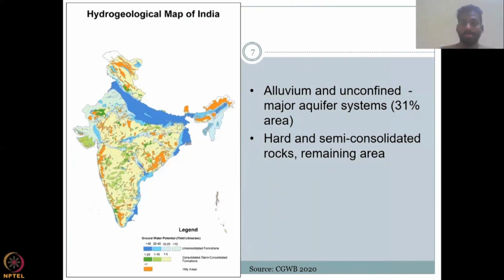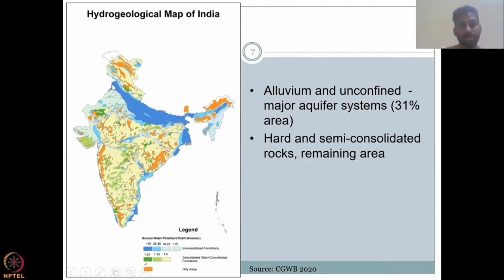Moving on, let's take a look at the groundwater potential and yield that happens in these different aquifers. The aquifers are mapped again as per how much groundwater you can extract per second, and it is given as yield in liters per second. Okay, so you have the alluvial and unconfined, one of the major aquifer systems with 31% of the area. You have dark blue and light blue, which are covering them.